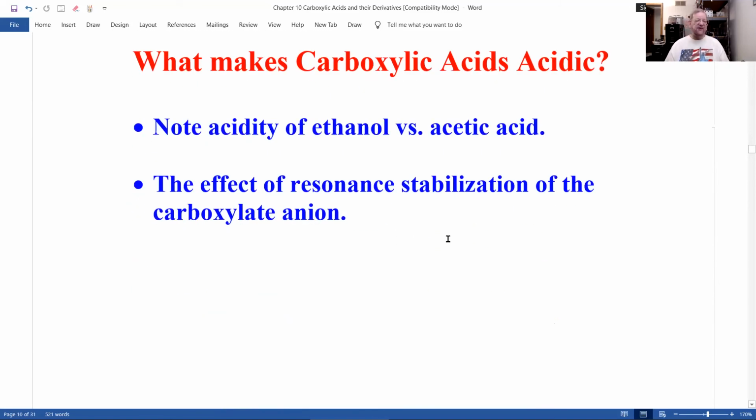Now, the switch is still off. What makes a carboxylic acid acidic? And I have a note to myself: note the acidity of ethanol versus acetic acid. Well, let's take a look at this. The switch is still off, but this is good stuff to know.